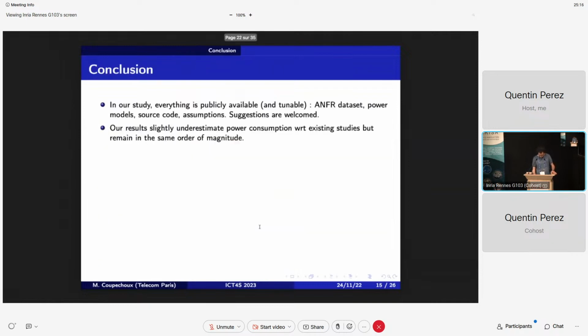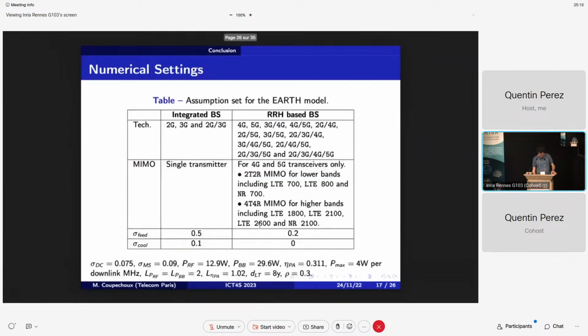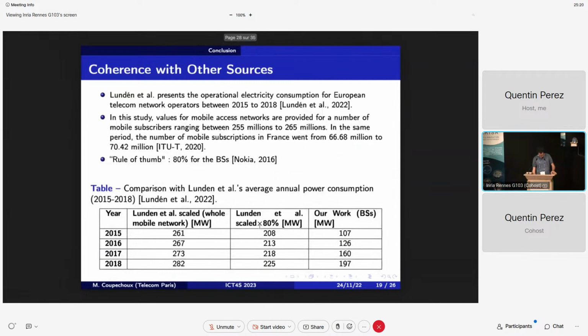Maybe I have a backup slide I can show you. Yes, here. For example, with London, London is considering several operators over Europe. So we have scaled down in number of subscriptions to have the case of France, using the ITU values. And then we have scaled down to the radio access network.